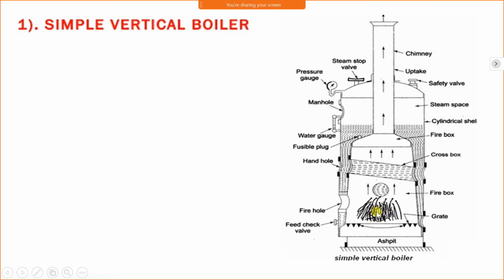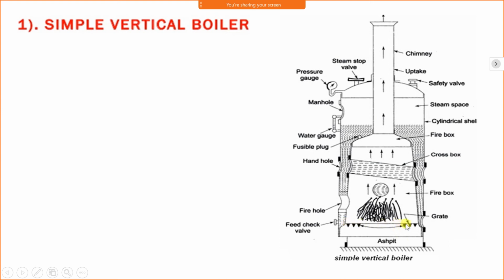When the fuel is burnt in the furnace, normally the fuel is coal. When the coal is burnt in the furnace, the residue of the coal is ash. That ash is collected in the ash pit, and that ash is removed manually from the ash pit continuously.